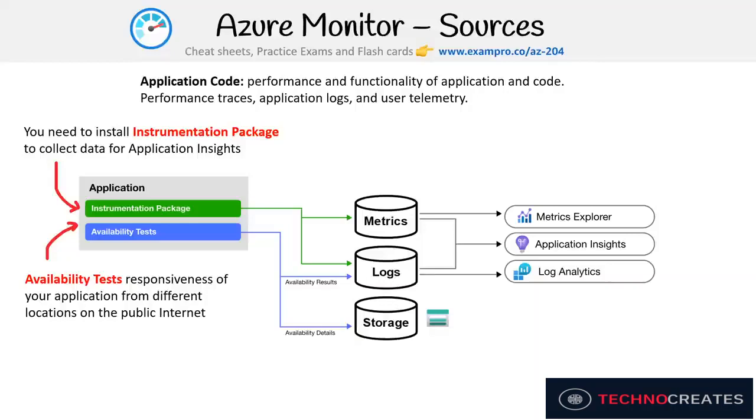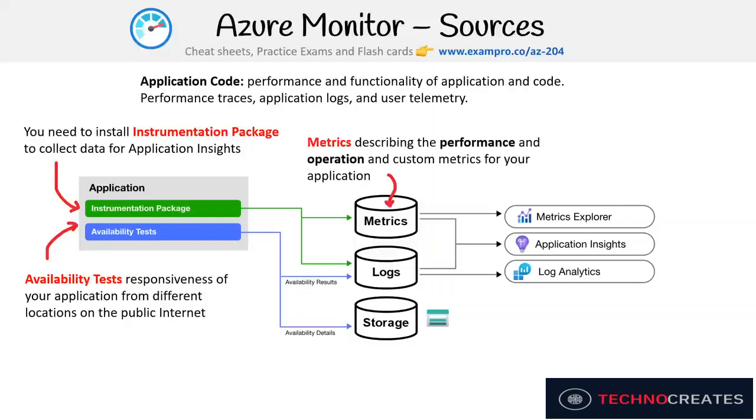And that's really useful if you're saying, if you have your application running in the east of Canada and the west of the US, and you want to make sure that the response times are the same or lower, that's going to help you get there. For your metrics, this is going to be describing performance and operations and custom metrics of your application.